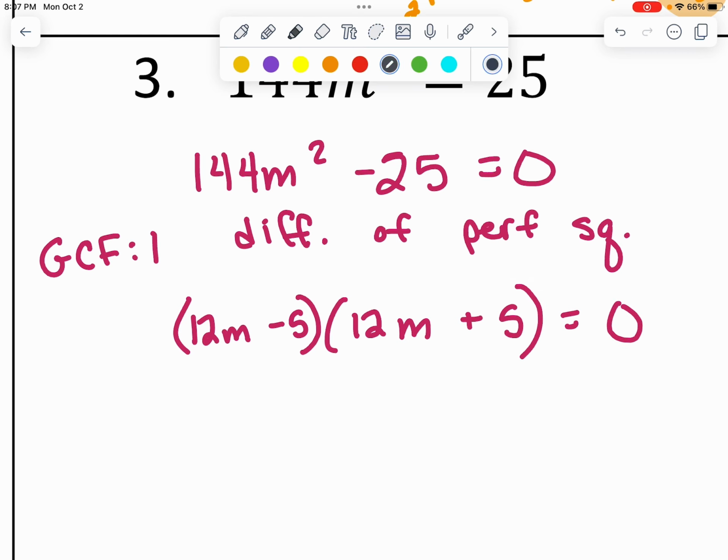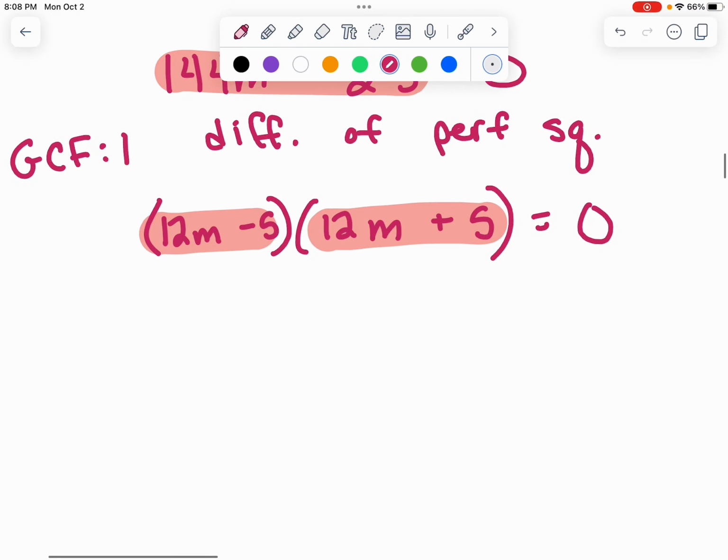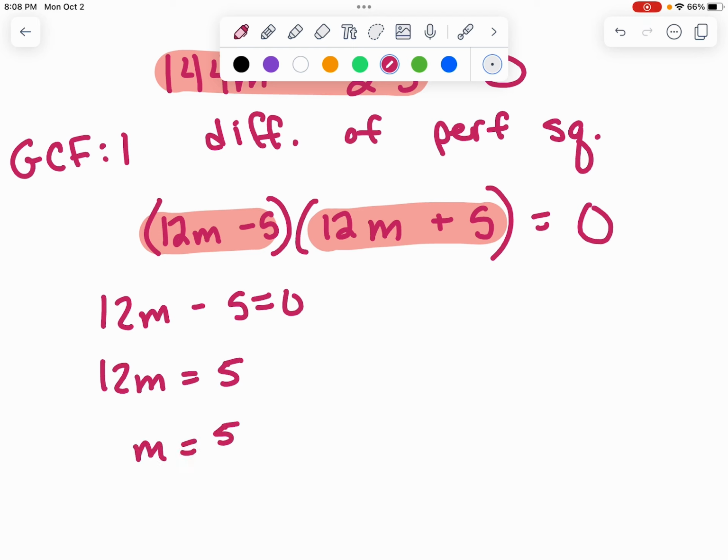Okay, guys, so this is a quick factor. This is called the difference of perfect squares, where it factors to the factors of plus or minus of their square roots. Okay, so since we're already factored, check. Set each factor. What do we do? Set each factor equal to 0. So if I add 5 on this one, 12m equals 5. Divide by 12, m equals 5 twelfths. Okay, 12m plus 5 equals 0.